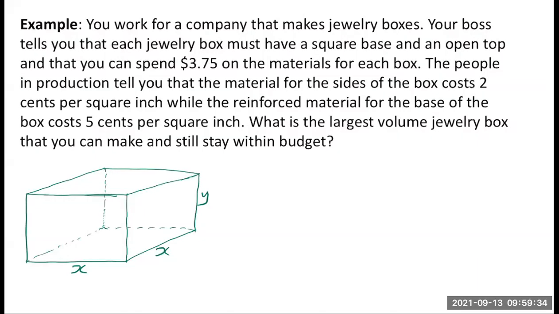Clearly, our goal is to maximize. Let me write: goal, to maximize the volume. I'll call the volume V. V is equal to x squared times y. Clearly, V is equal to x squared times y, right?